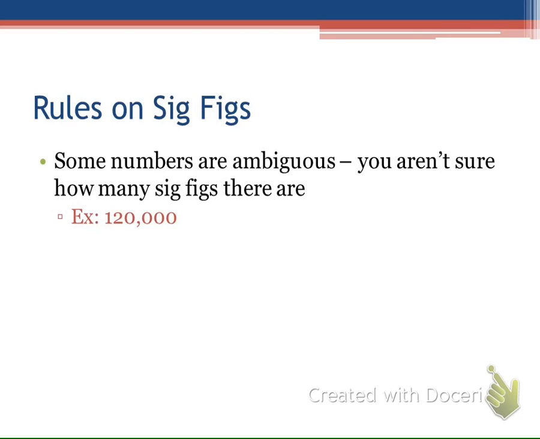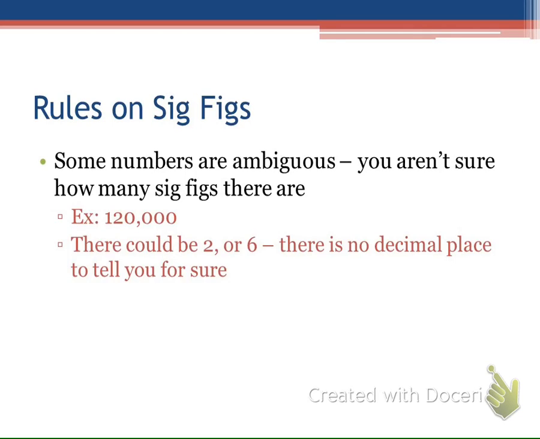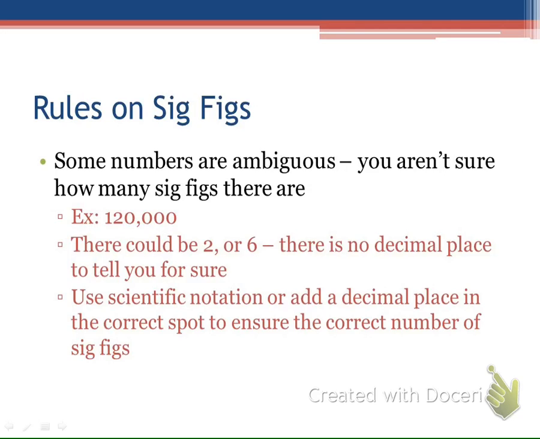But there are ways we can fix ambiguous numbers. If we look at this number right here, 120,000, we could have two significant figures if we just look at our non-zero digits. We could have 6 if we use all of our zeros. There could be 8 if you add 2 decimal points. There could be 9 if you had 3 decimal points. There's lots of different ways you can fix this. So this is why we're not quite sure, because of those zeros.